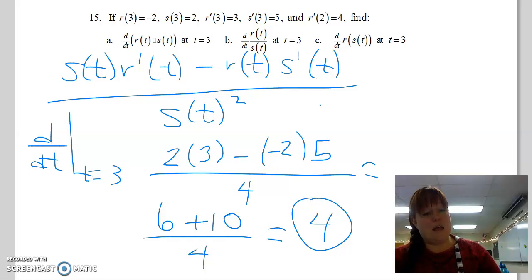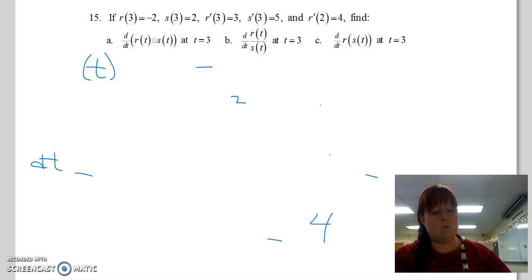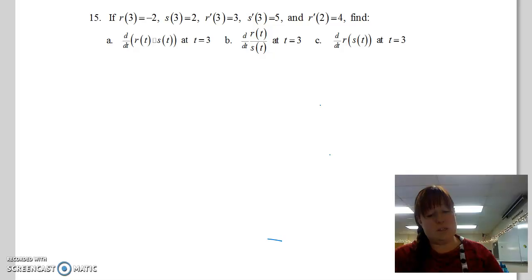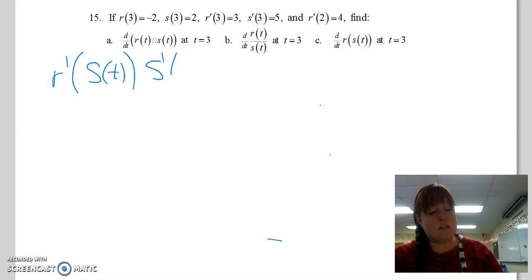Okay, and then let's look at a composite function between the two. So we use the product rule, then the quotient rule. Now we're using the chain rule. And we're going to say, okay, r is the outside function. So the chain rule says I take the derivative of the outside function with the inside function still intact. And then I take the derivative of the inside function and I hook it on to the end, okay?